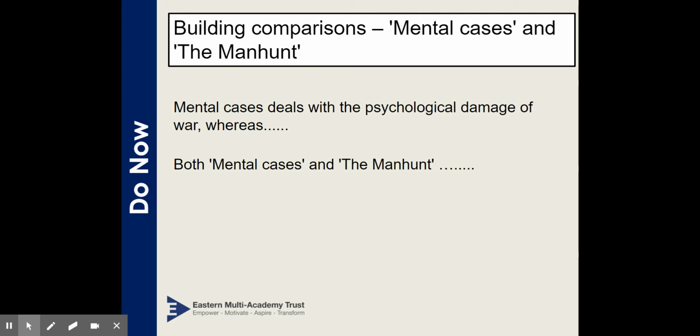So your do now activity is sentence expansion, which we've done lots of times before, but this time your sentence expansion is building those comparisons. So your expansion words are whereas and both. So you need to write out these sentences and add to them. Mental Cases deals with psychological damage of war, whereas, and both Mental Cases and The Manhunt. Then you need to finish off. So one's obviously looking at differences and one's looking at similarities. So pause video here, have a go at writing your answers to those questions, and then press play when you're done.